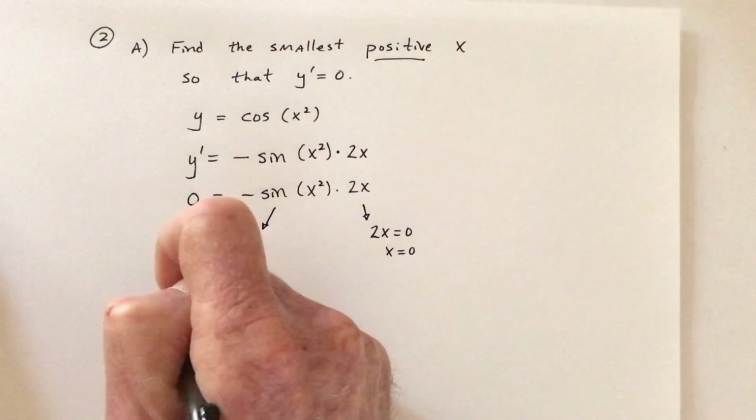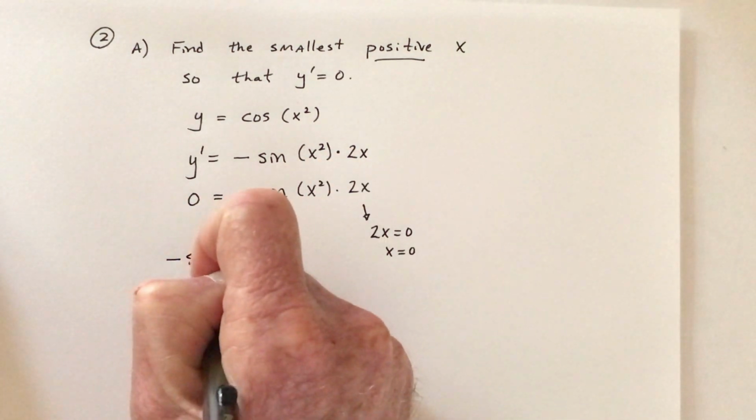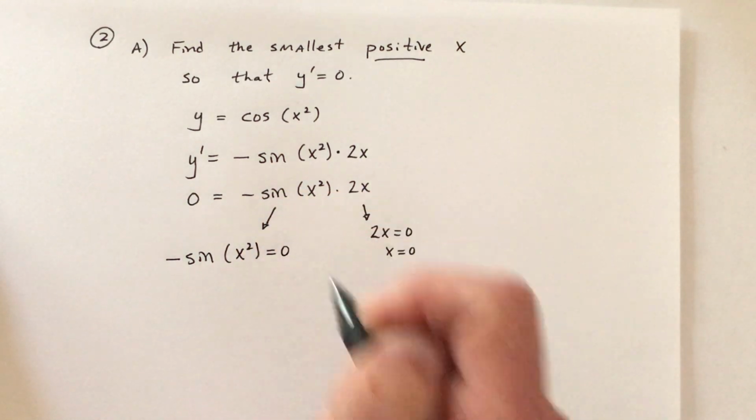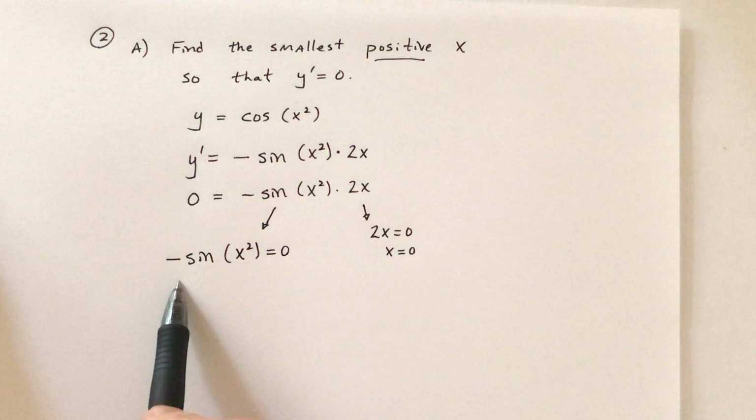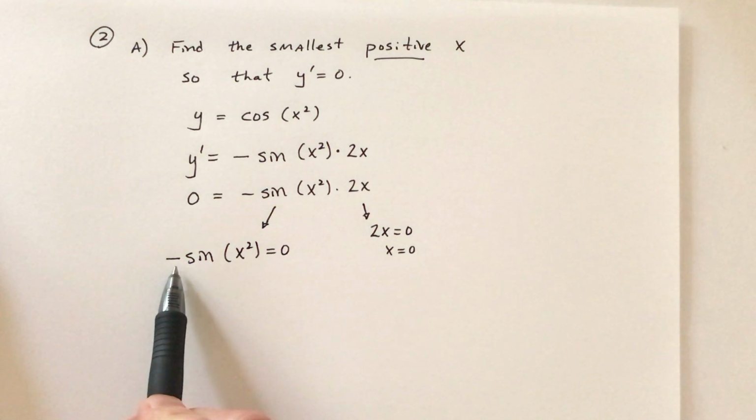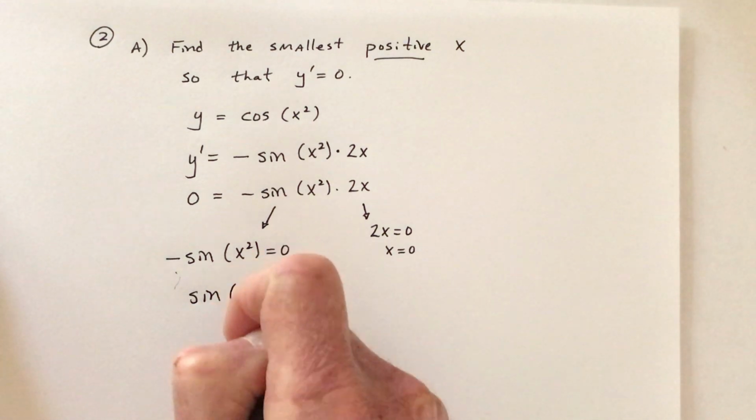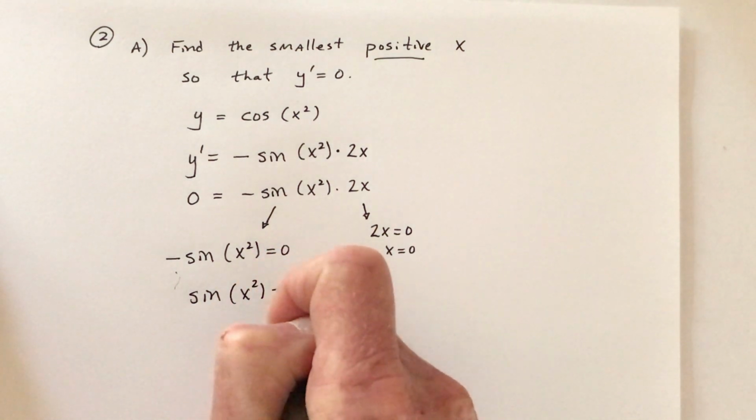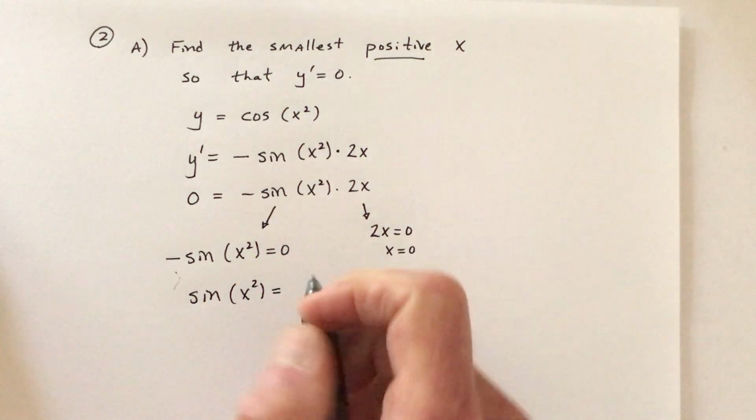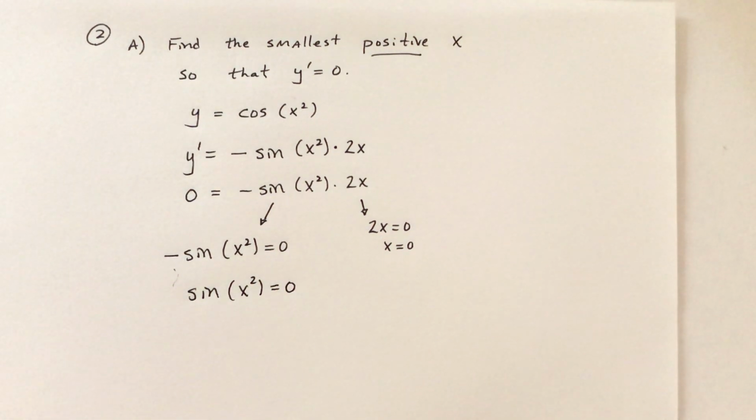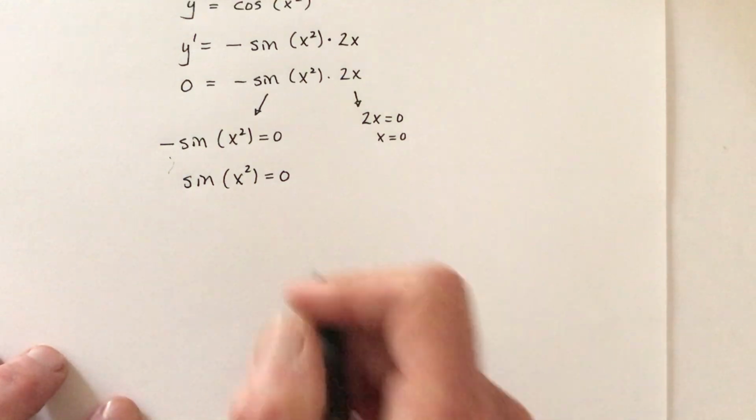So then take negative sine of x squared and set it equal to 0. And I could actually get rid of this negative because I can multiply both sides by a -1. On the left side, it gets rid of the negative. And on the right side, if you multiply by -1, it still equals 0. So how to solve this?